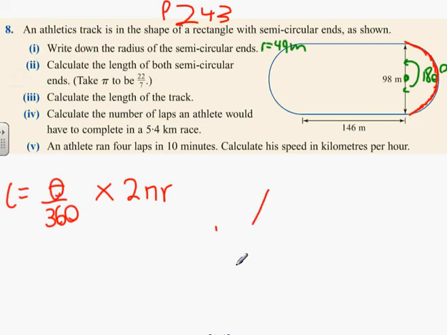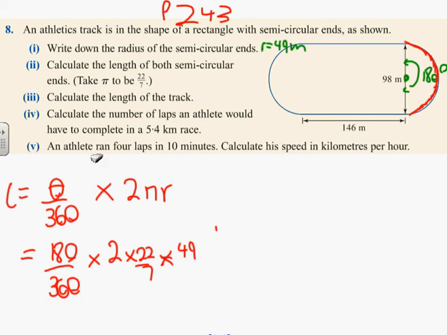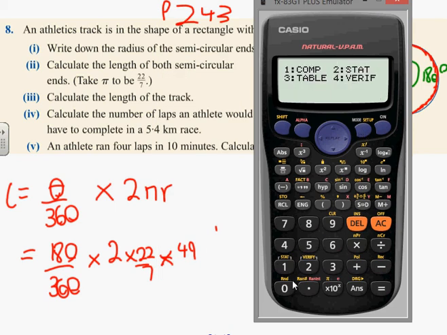This 0 with a line through it, as it's called, is theta. It refers to the angle you're using. In this question, we're using an angle of 180. That's 180 over 360, then you multiply it by 2. What does it say pi is? Pi is 22 over 7. And then our radius is 49. Now we're going to enter this into the calculator, and we also have to show what's in the calculator.